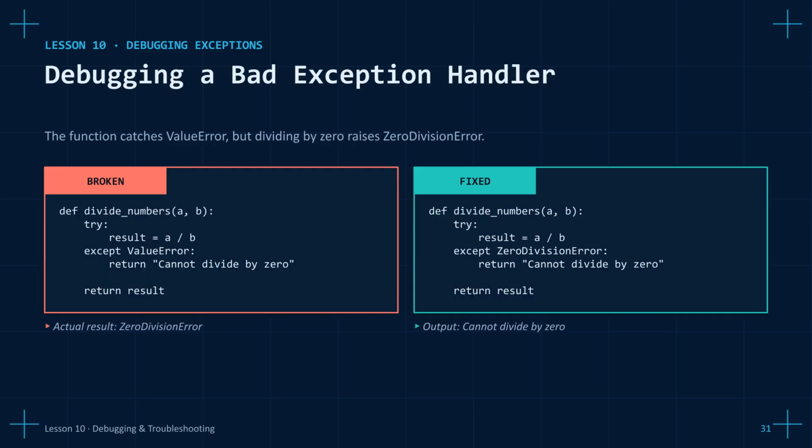Here is a trickier exception mismatch. This function catches ValueError, but dividing by 0 raises a ZeroDivisionError, so the handler never runs and the program crashes. By changing the exception type to ZeroDivisionError, we successfully handle the situation and return a clean error message. Always catch the specific exception that your traceback identifies.